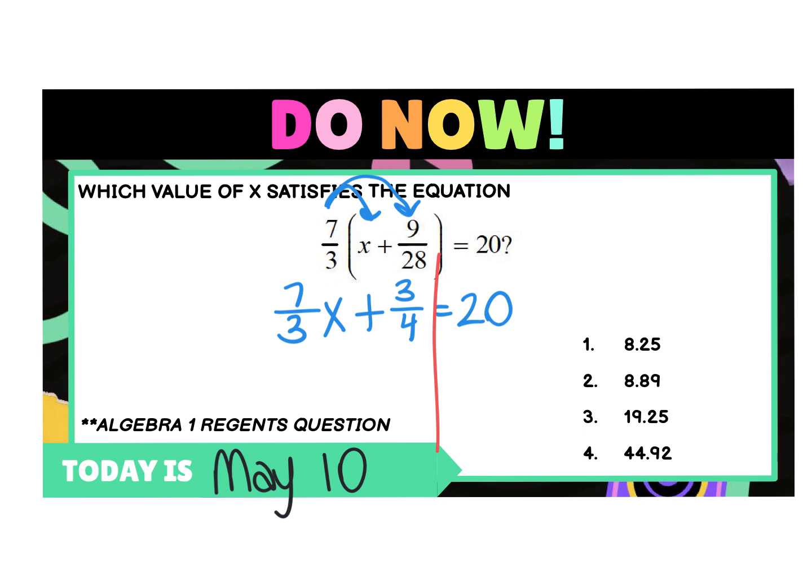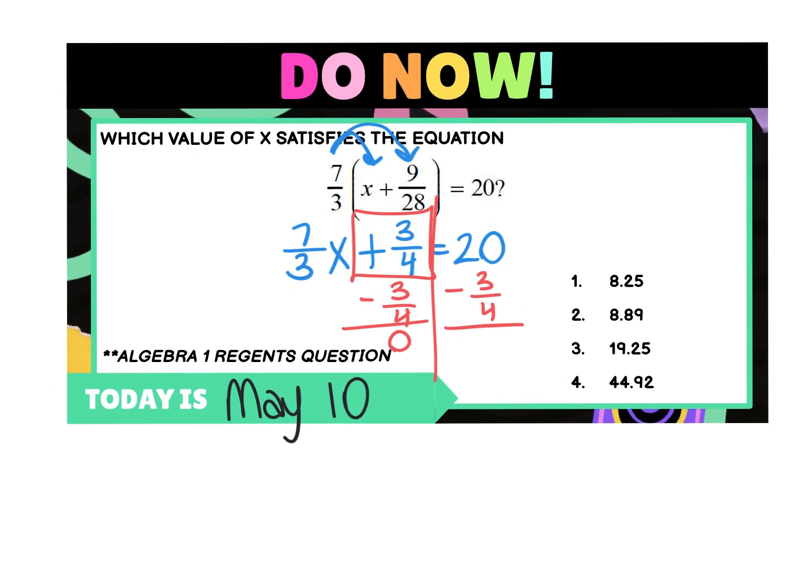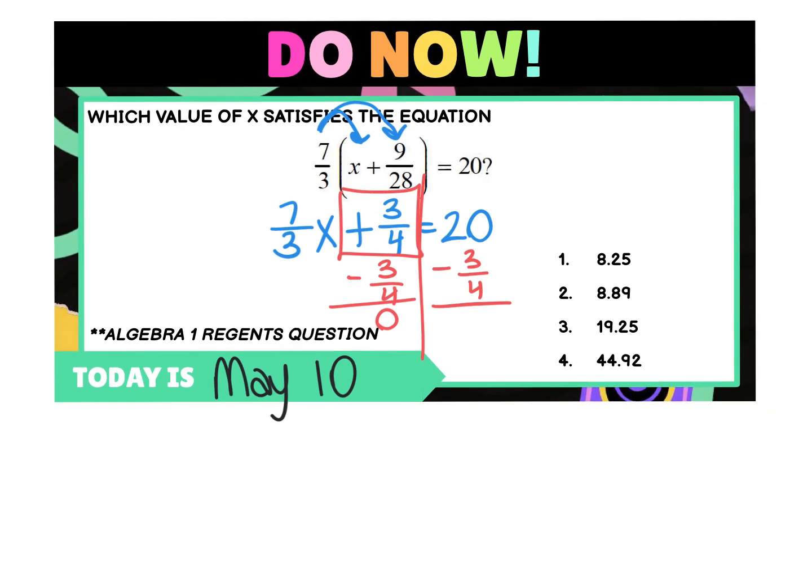So we know we're going to draw our line. We're going to do the opposite of plus 3 over 4, so we're going to minus 3 over 4. If you want to change that to a decimal, we know it's 0.75. So minus 3 over 4, we'll get 19 and 1/4, or 19.25. Bring down your 7 over 3x equals, bring down your 19 and 1/4, or 19.25.